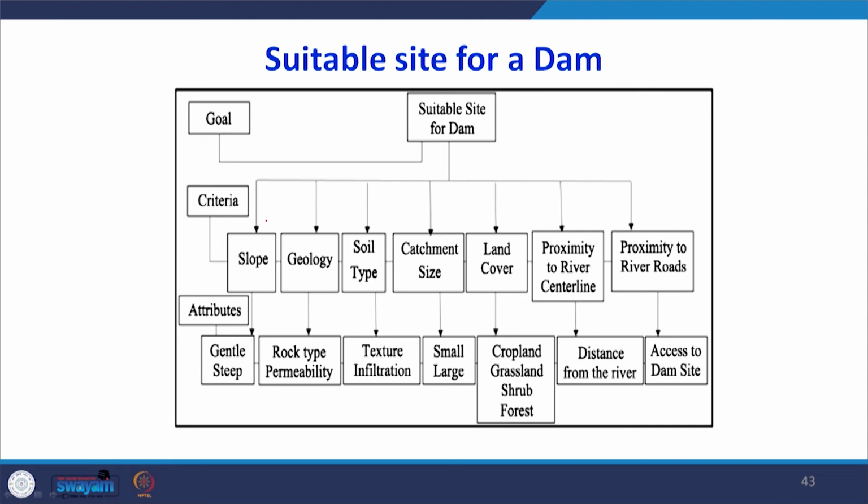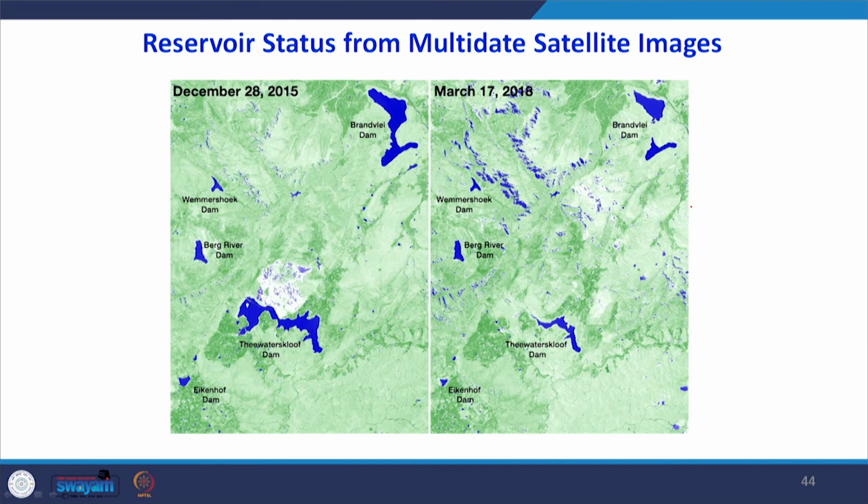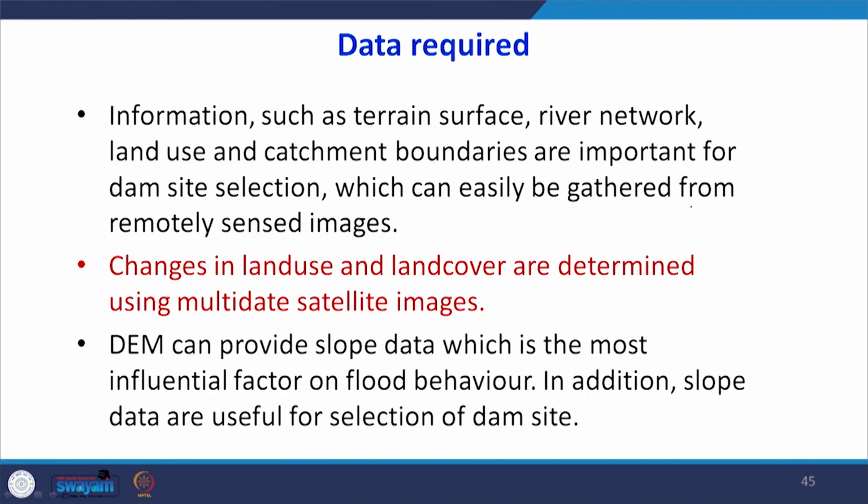So, maybe you like to have slope, geology, soil type, catchment, land cover area, proximity to river, proximity to roads. So, all these different layers can be created from the different data sets which you have learned so far, and then you can club these data sets, create on the basis of the criteria another data set, and find out which are the best locations. So, this multi-date satellite data will give you the change analysis also, that how the reservoir area or the water ponds are changing in the region.